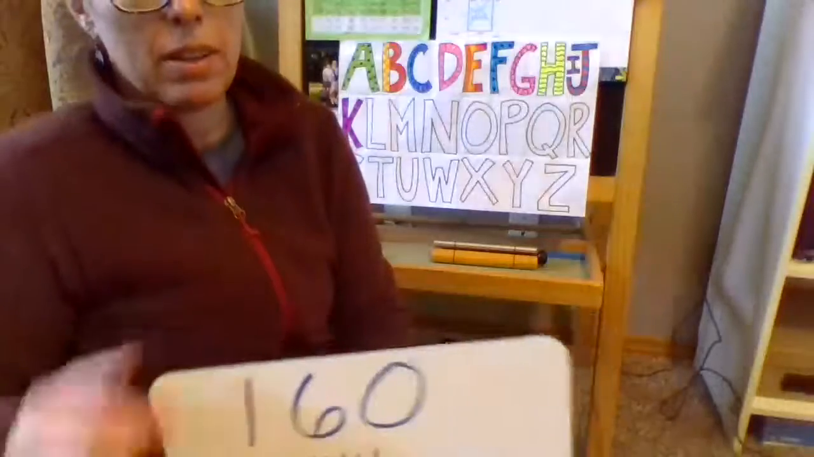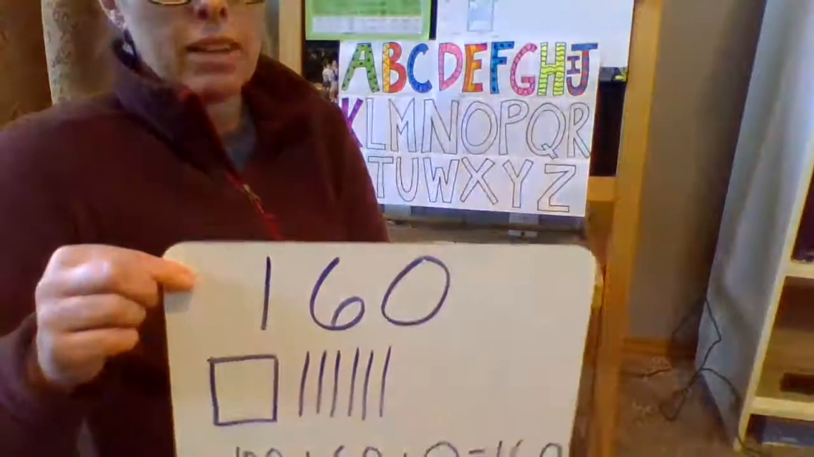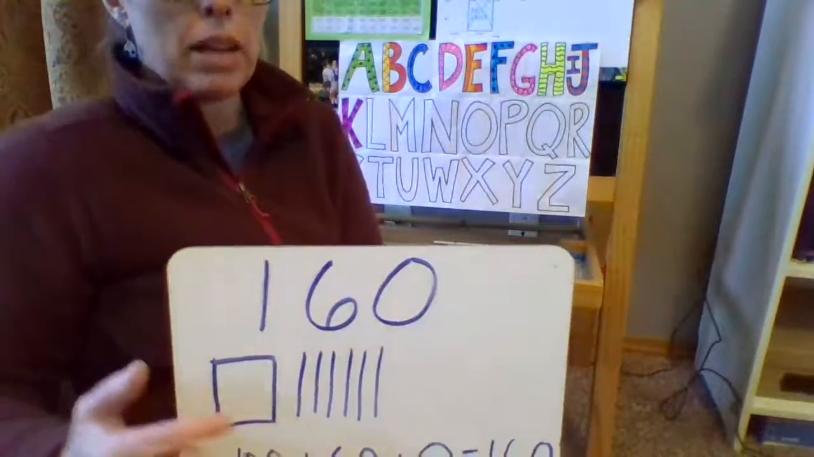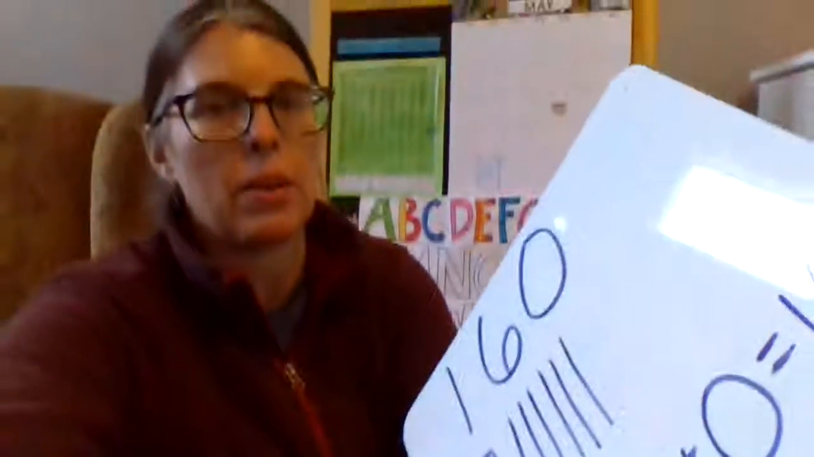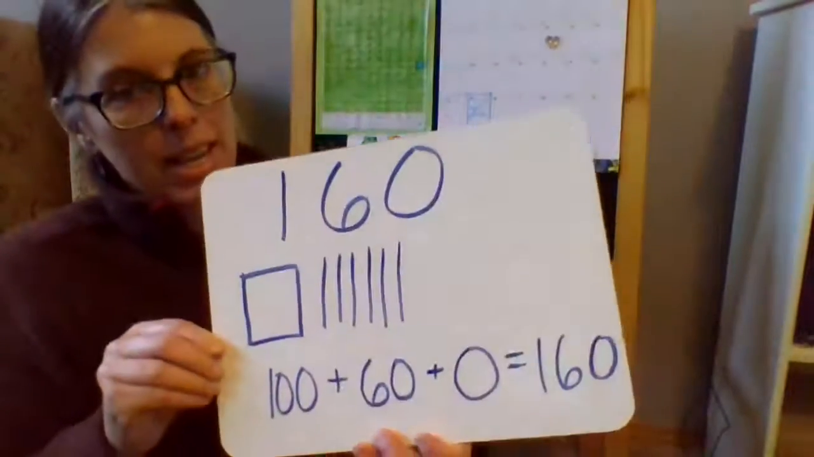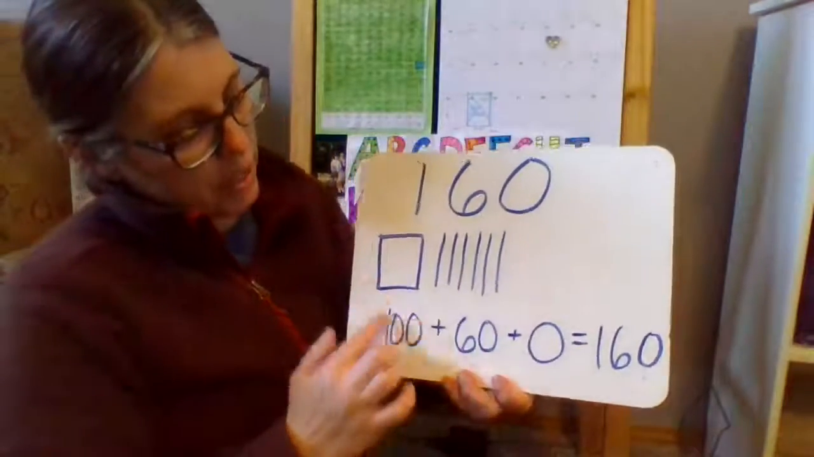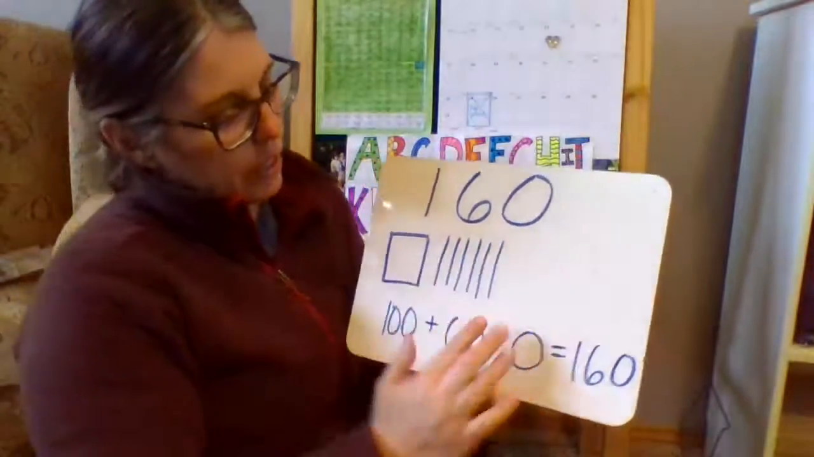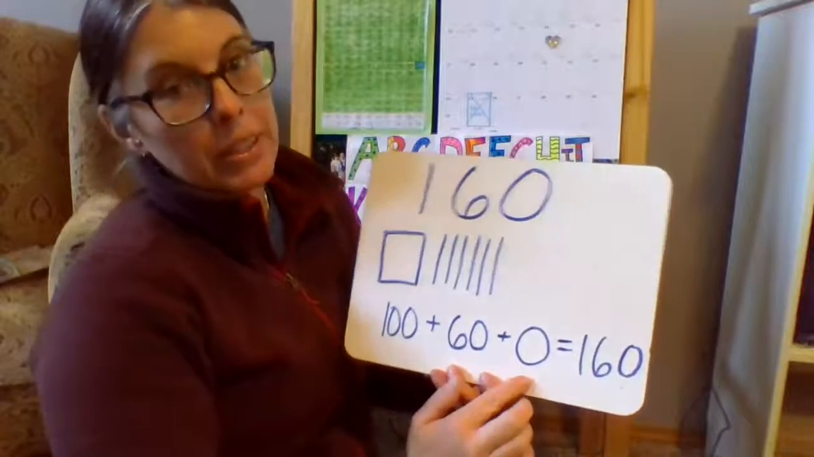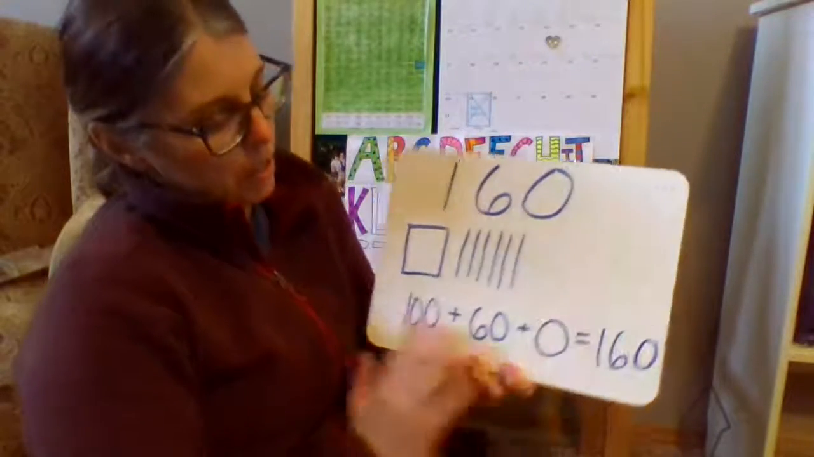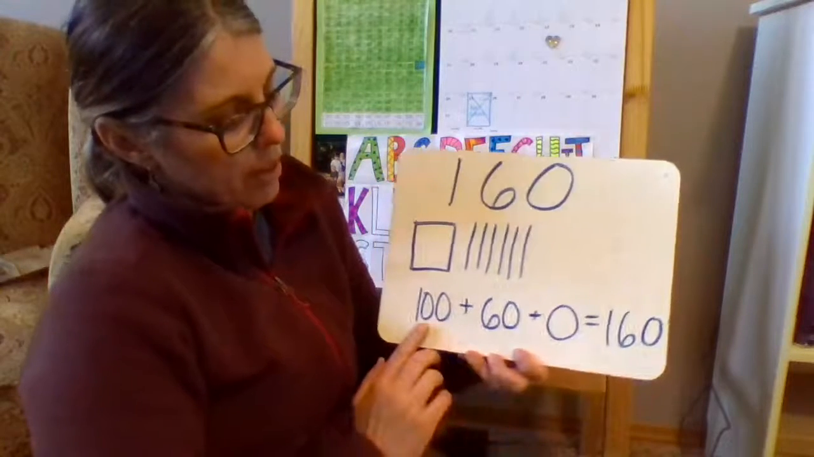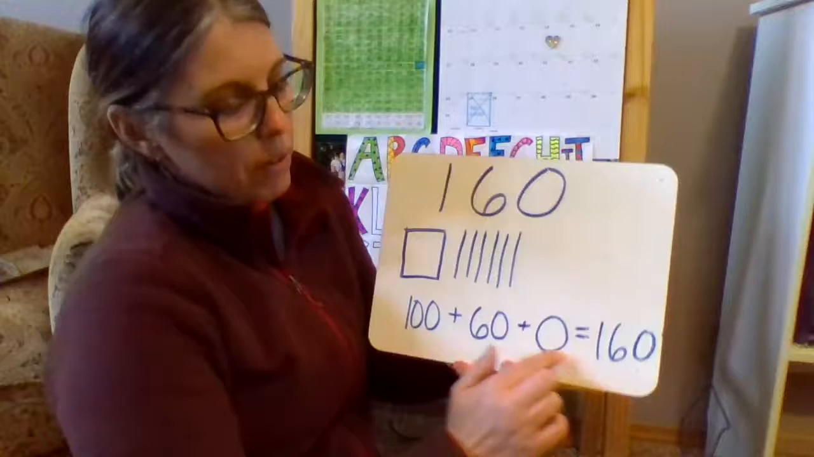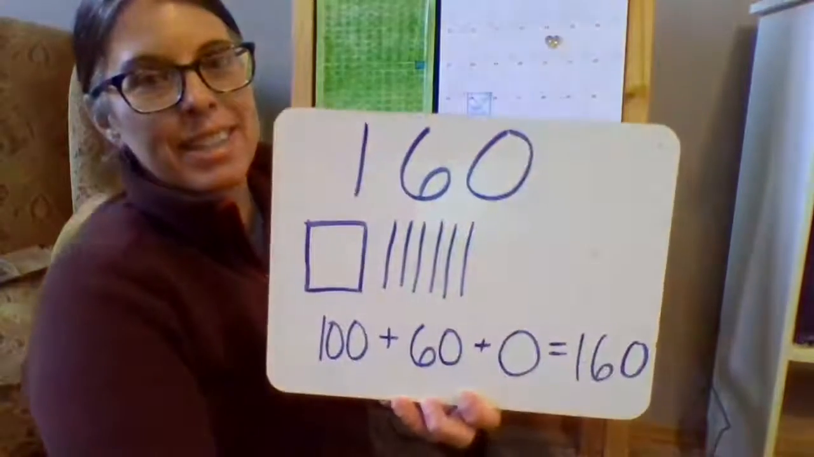Okay, so let me show you what I wrote. 160, and here's how I represented that. 1 100s block, 6 tens. Now let's look at the equation. And it's 100 plus 60. And then you can either put this plus 0 if you want to, or leave it out. You could say 100 plus 60 equals 160, or you could say 100 plus 60 plus 0 equals 160.